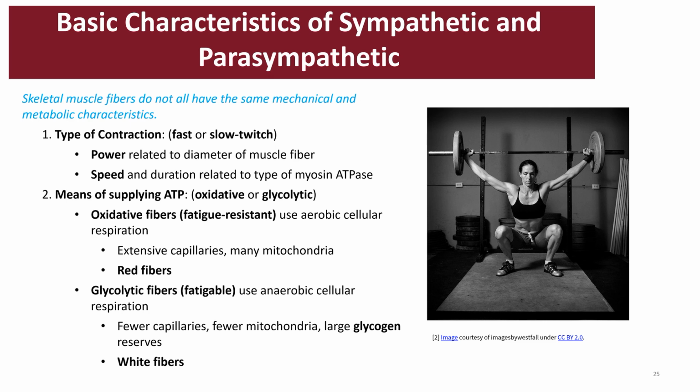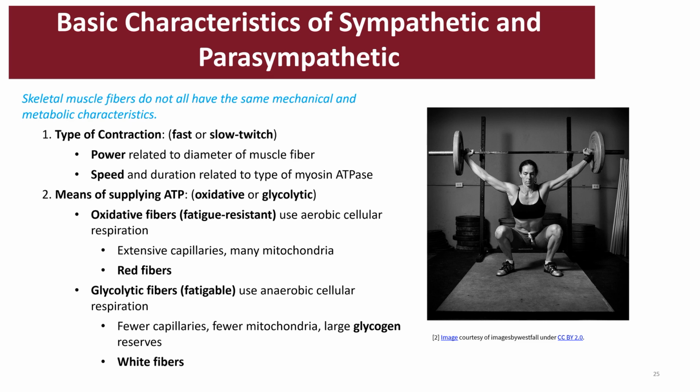Oxidative fibers utilize oxygen as a final electron acceptor, and they can enable aerobic cellular respiration. These ones are fatigue resistant. In appearance, the cells look more reddish in color, and they're supplied by an extensive amount of capillaries. You'll also find numerous mitochondria in these cells.